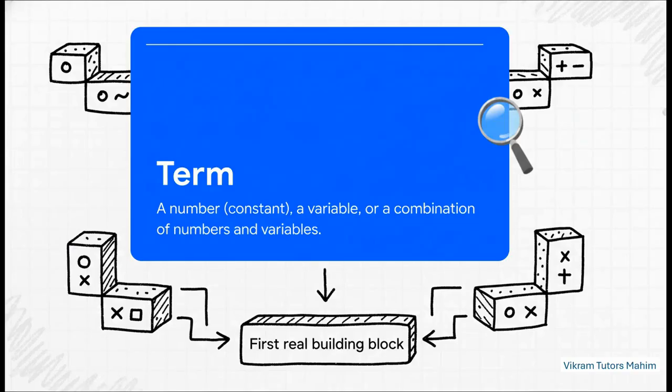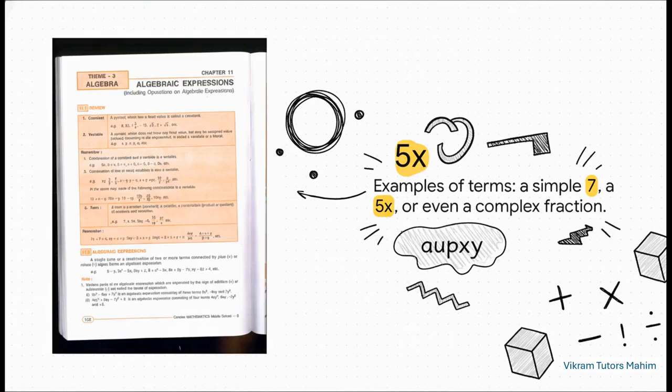So what happens when we start putting our constants and our variables together? Well, we get something called a term. A term can be just a plain old number, a single variable, or a mix of both. This is our first real solid building block. And just look at the variety we can have. A term can be as simple as the number 7, or 5x. It can even be something that looks a little more complicated, like this fraction. They look so different, right? But believe it or not, every single one of these is just one single term.